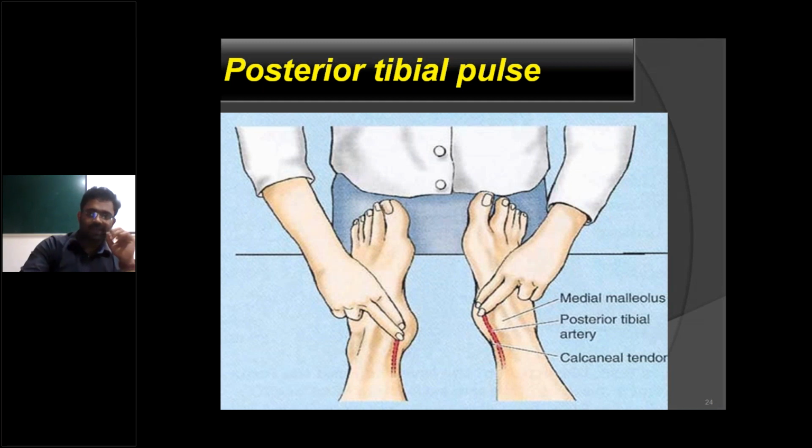Next one, posterior tibial pulse. The pulse is felt beneath and behind the flexor retinaculum, 2 centimeters below and behind the medial malleolus. We can feel or palpate the posterior tibial artery pulse there. That is called the posterior tibial pulse, right?